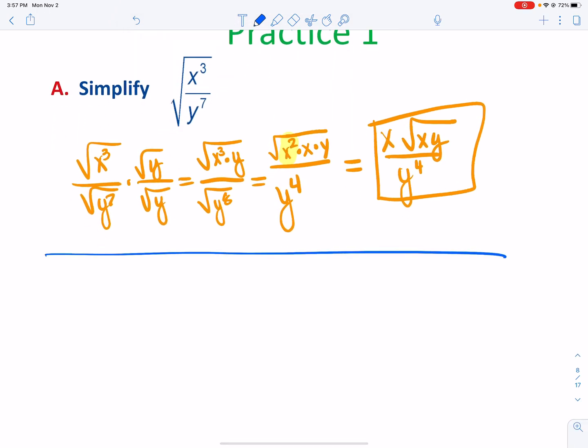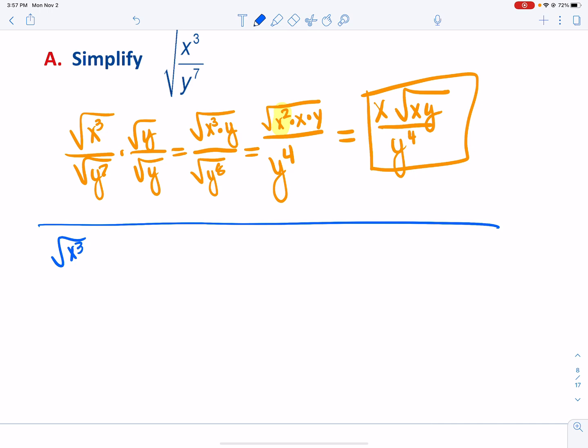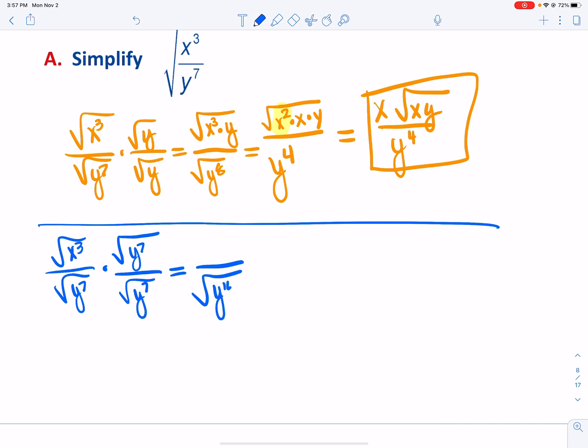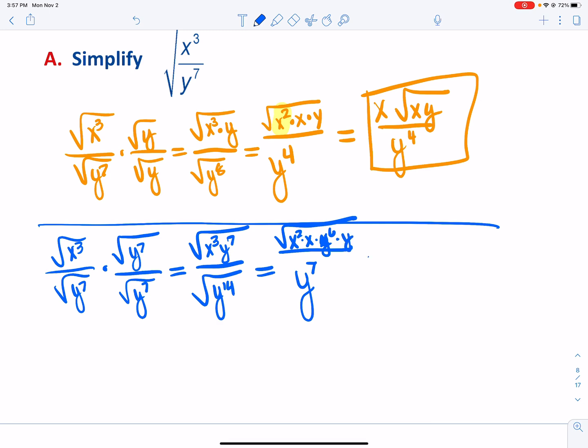If you do it the textbook way, you're going to do the square root of x cubed over the square root of y to the 7th. The nice thing about the textbook way is you don't have to think about it. Whatever's on the bottom is what you times by. So this is going to be the square root of y to the 14th, which comes out y to the 7th. And on the top, you're going to have x to the 3rd, y to the 7th. So I can rewrite that as x squared times x y to the 6th times y. So that ends up being the square root of x squared is x. The square root of y to the 6th, oops, edit undo, I didn't want to erase that.